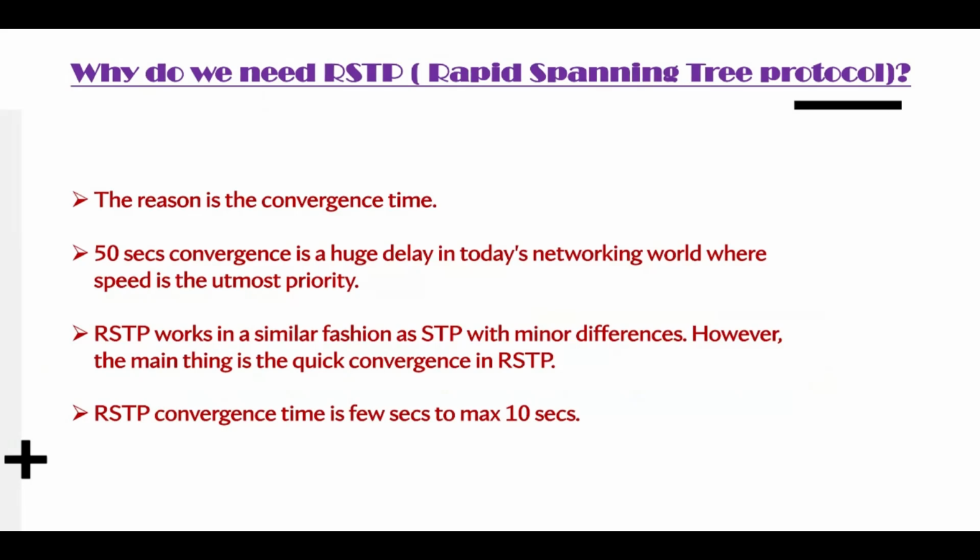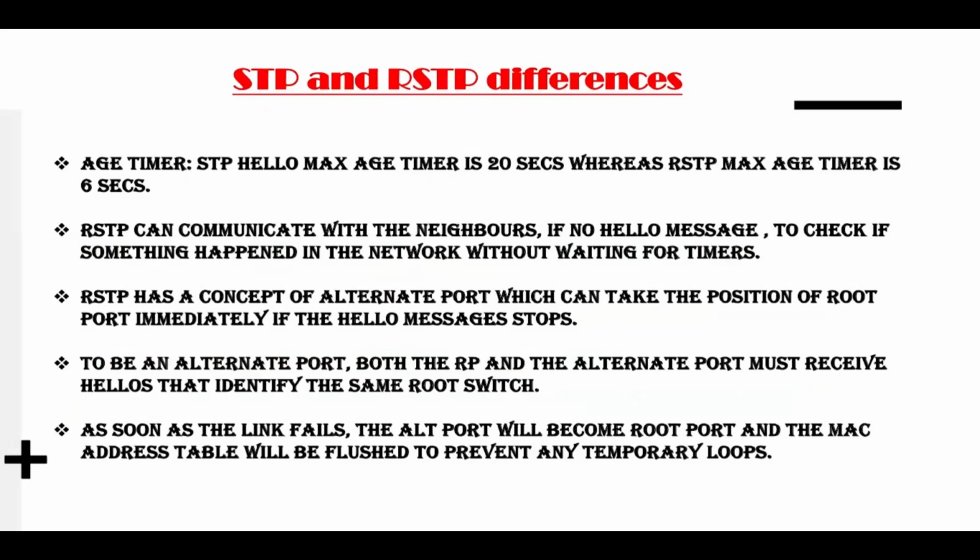RSTP works in a similar fashion as STP with minor differences. However, the main thing is the quick convergence in RSTP. RSTP convergence time is a few seconds to a maximum of 10 seconds. STP and RSTP differences. Age timer. The STP max age timer is 20 seconds whereas the RSTP max age timer is 6 seconds.